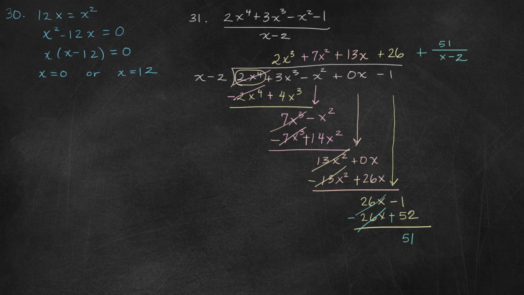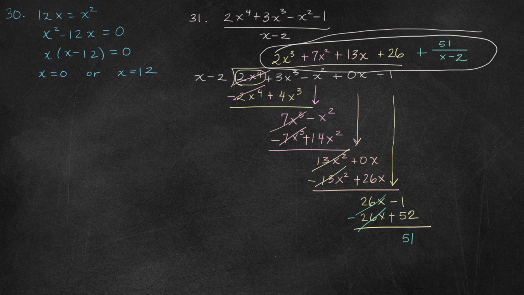So the question asked us to use long division to rewrite 2x to the fourth plus 3x cubed minus x squared minus 1 all over x minus 2. And this would be our final answer here. Maybe I'll write it again at the bottom. 2x cubed plus 7x squared plus 13x plus 26 plus 51 over x minus 2.